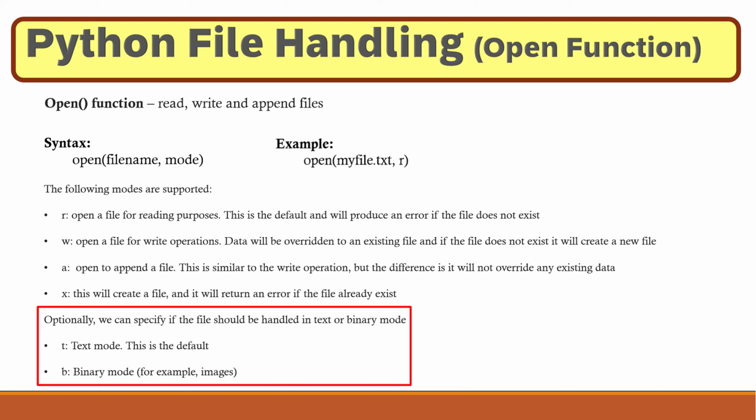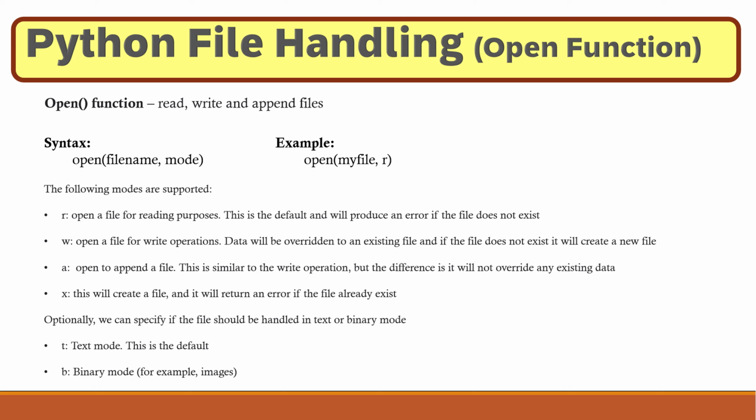So text mode is a T, but this is the default, and just like the R for reading a file, it does not need to be explicitly specified because it's the default anyway. And then there is B for binary mode. So these are the core concepts of file handling in Python. In the next set of videos, we will have a look at live demos on handling these files, doing file operations in Python.